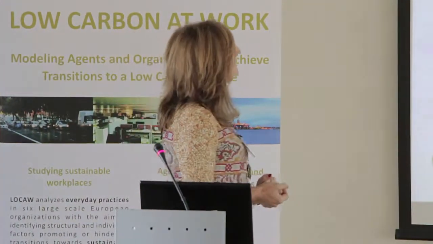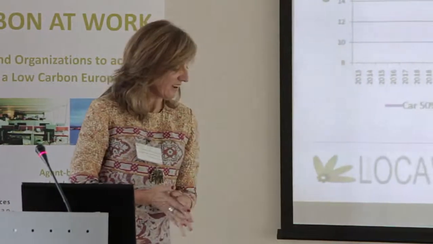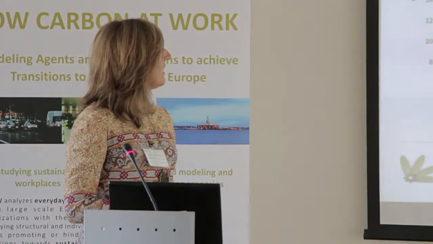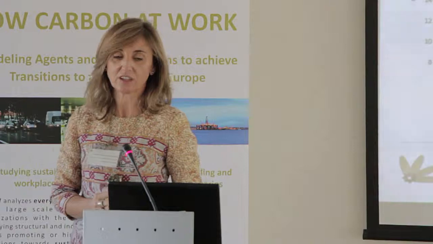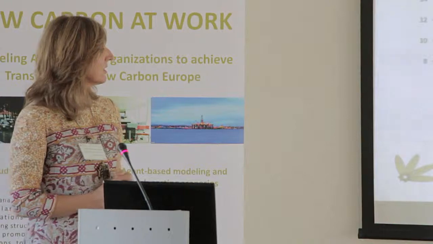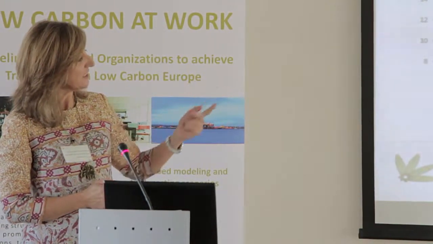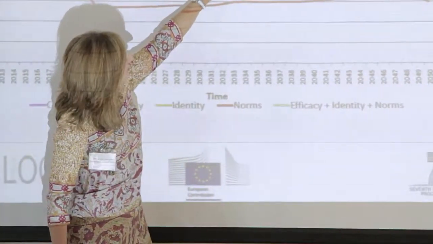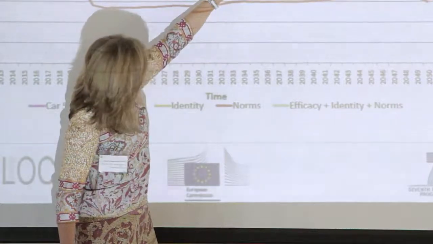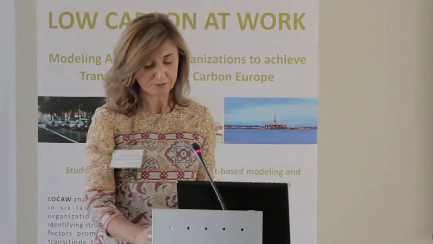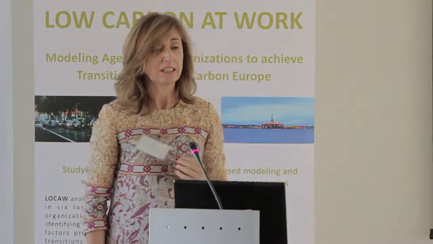And as a further simulation, we simulated car reduction again, but promoting higher values in different individual factors, specifically in efficacy, identity, and norms. And as we can see, efficacy corresponds to this blue line. Identity is the yellow one, and norms is the red one. As we can see, norms appear to be the most significant, the most influential.